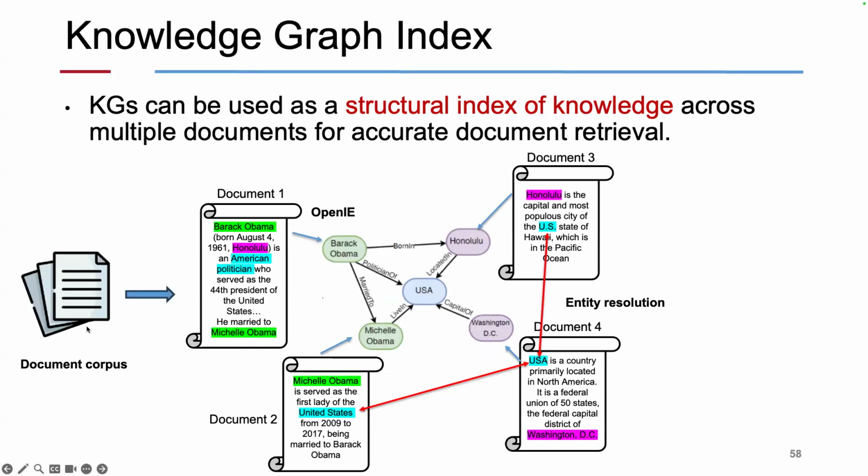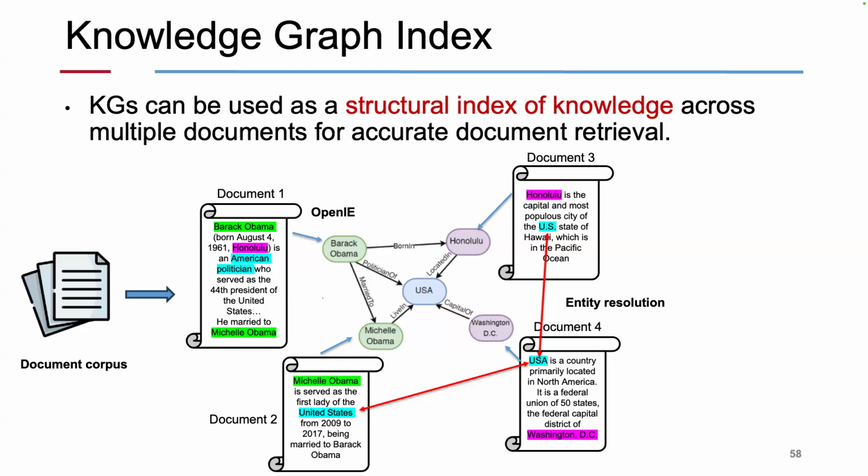For example, given a set of raw documents, like Barack Obama and the city he was born in, and also some information about Michelle Obama, which can be separate Wikipedia pages, we can extract triples from these documents and construct a knowledge graph. In this knowledge graph, different knowledge from different documents is densely connected in a local structure. This kind of structure can well represent the knowledge across different documents and enable accurate retrieval and reasoning.